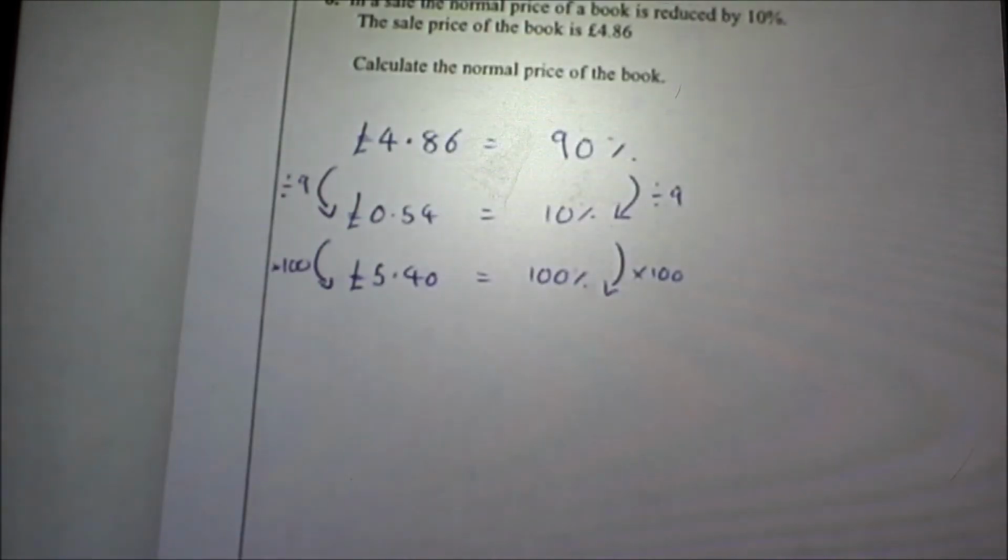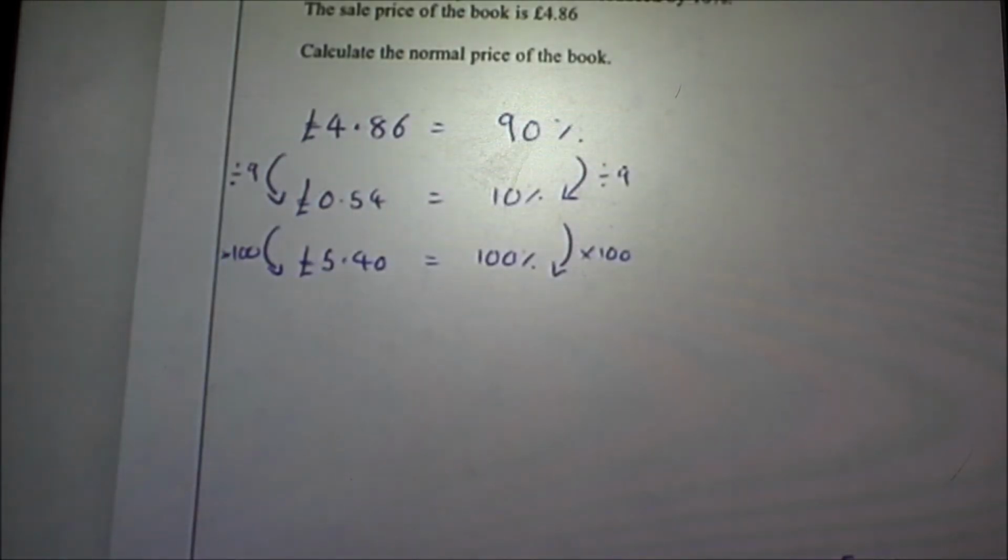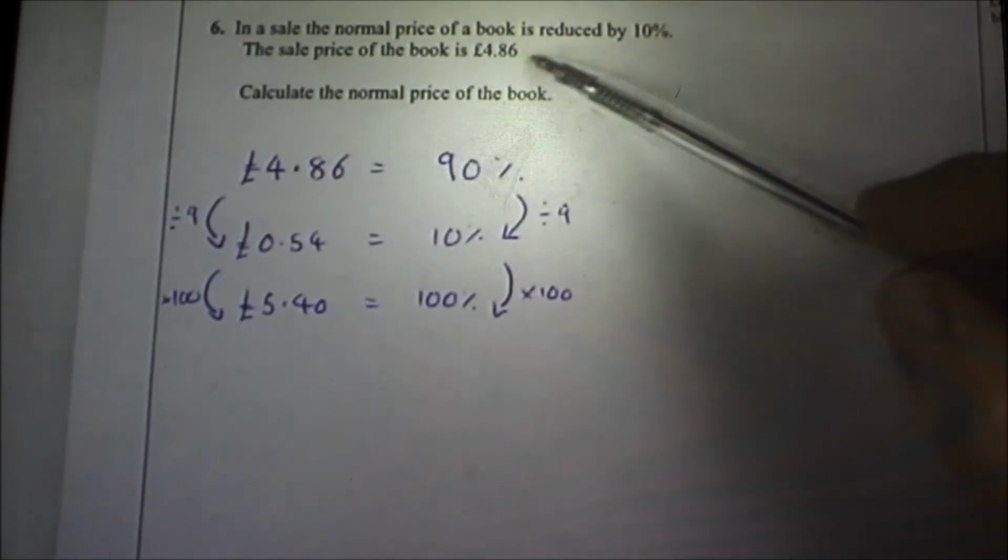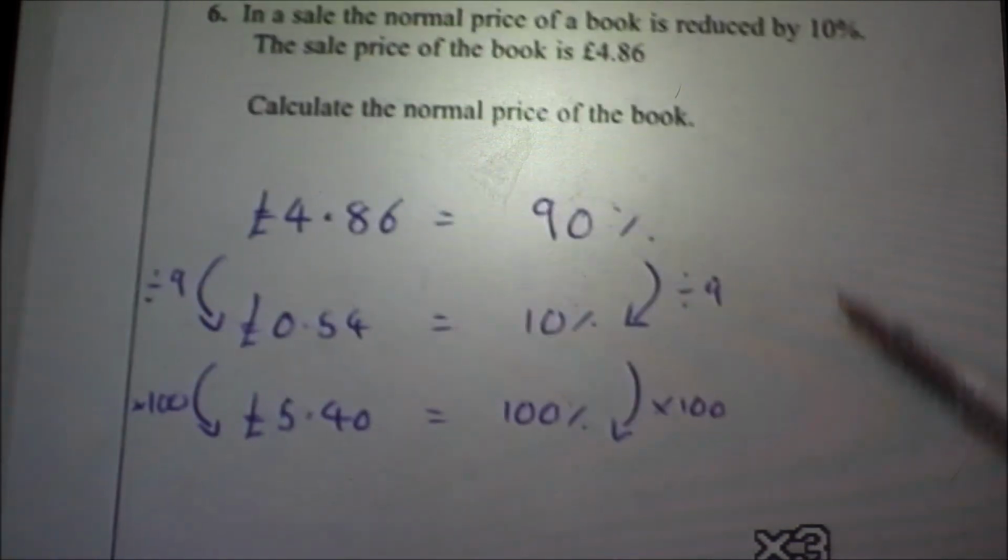Question number 6. In a sale, the normal price of a book is reduced by 10%. The sale price, so this is the price that it is on offer, is £4.86. Calculate the normal price of the book.